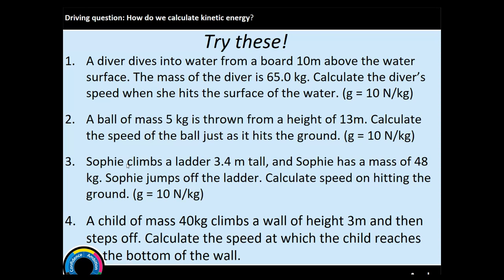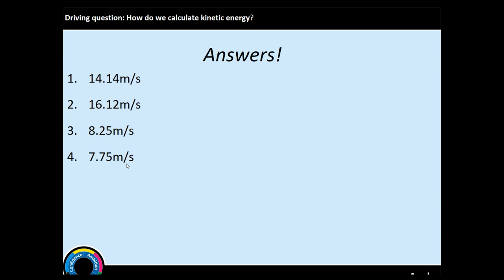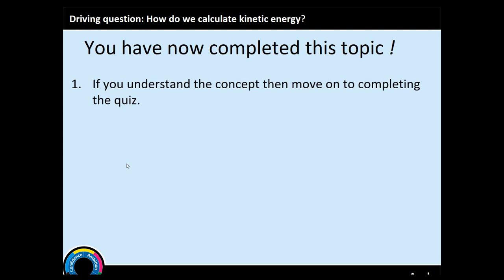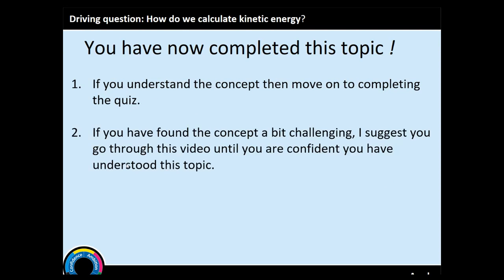Okay, great. Let's see. These are our answers. Please mark your answers now. If you had 2 and above, that means 2 out of 4, 3 out of 4, 4 out of 4, congratulations, you can proceed and do the quiz. If you had less than 2, 1, or you didn't get any correct, my suggestion is you go through the slides again to improve your understanding. So, if you understand, move on to completing the quiz. Otherwise, please do the video again until you're confident you understand this topic.